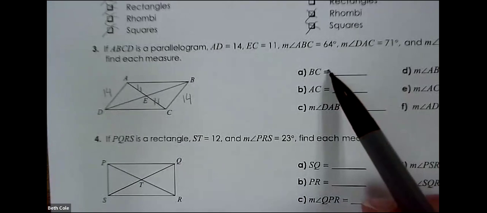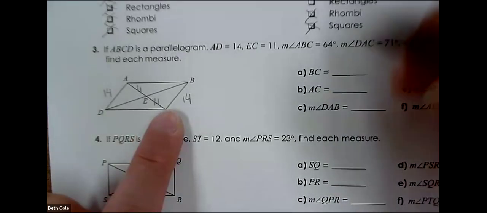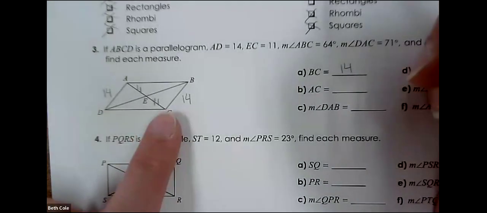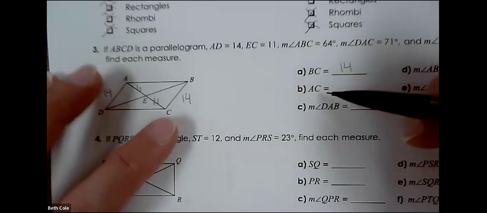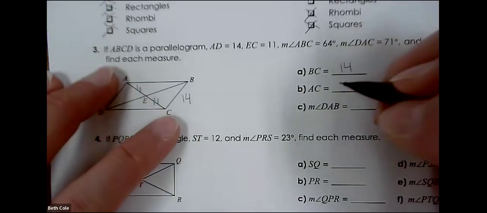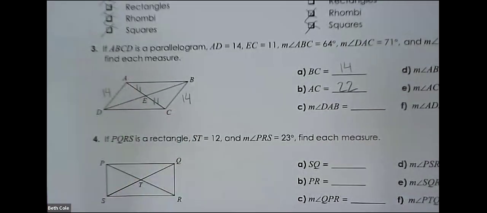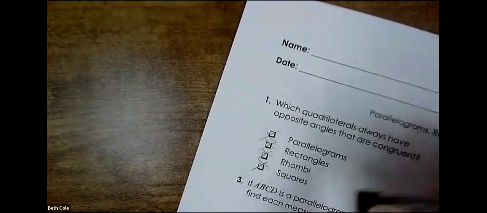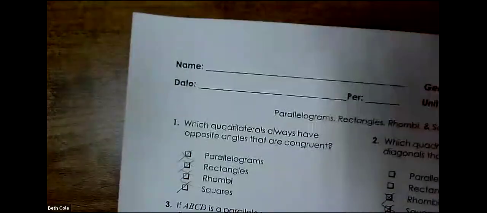So what did we say BC was? We can just look at the picture, 14. If you fill it all in, then when you go to answer the questions, it's nice and easy, all right? And then AC is the whole way across. So this is 11, this is 11, the whole way is 22, right? That's it for the sides. The rest of these are angles. So I'm going to erase this, start all over, and fill in my angles.